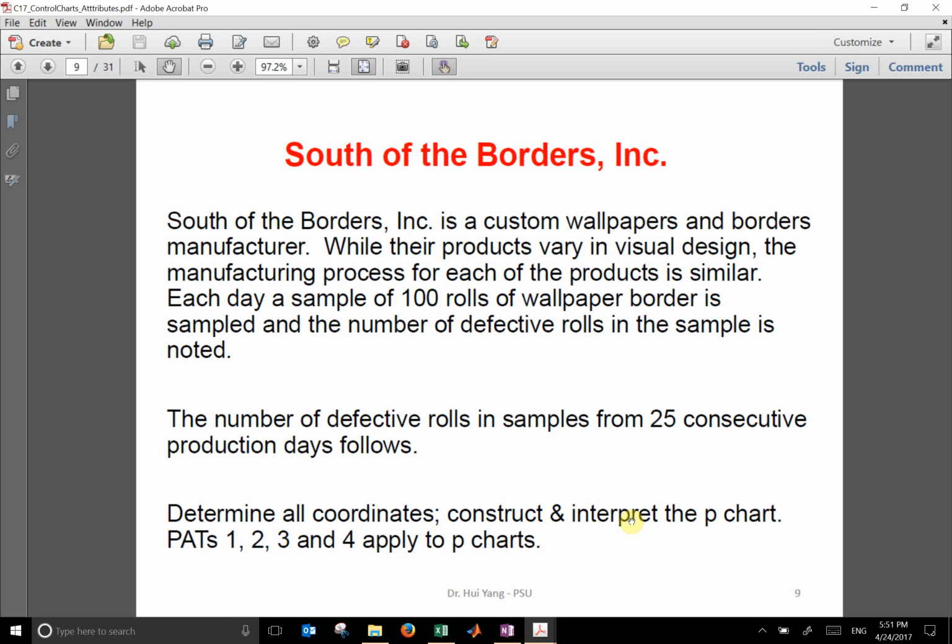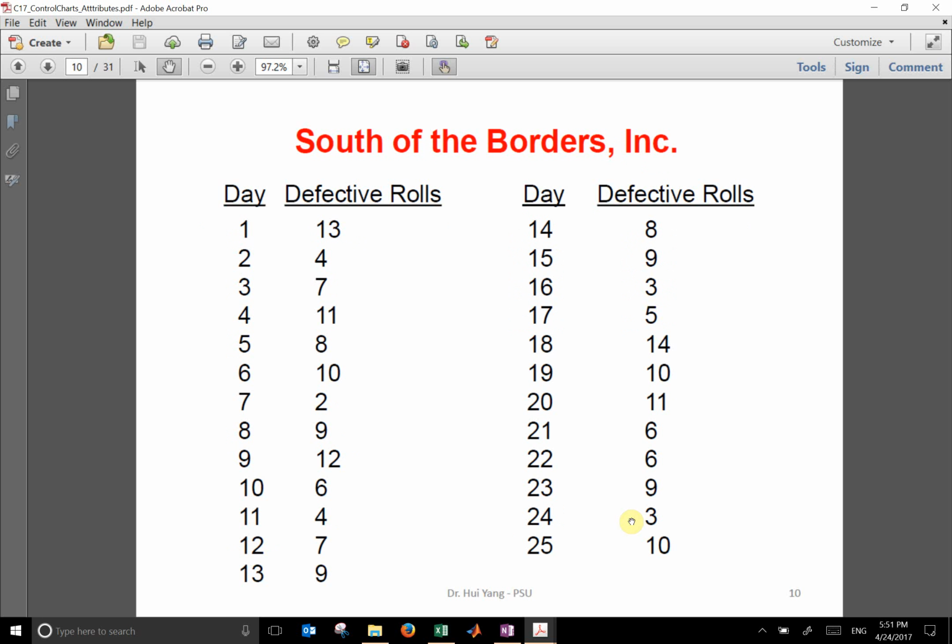Let's first have a look at how to construct the P-chart. This is day 1. We take a sample, the sample size is 100 rows, and we have 13 defective rows. On day 2, we have 4 defective rows out of 100 rows. On day 3, we have 7 defective rows out of 100. Every day we take 100 rows to do the sampling and check the defective rows. This is the variation of defective rows over the production days, over time.